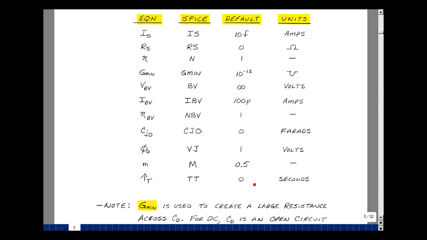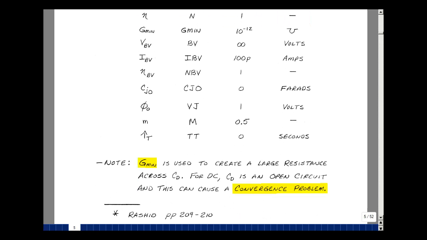Our forward and reverse bias capacitance are set to 0 to see what a perfect diode would do, and this allows you to investigate what happens as terms are changing by just varying one component at a time. As I mentioned, G min is a very, very large resistance when you take its reciprocal. And it's put in there for convergence problems because a capacitor is an open circuit for DC, and sometimes that disconnects things in a circuit, and the program has a hard time finding the answer.